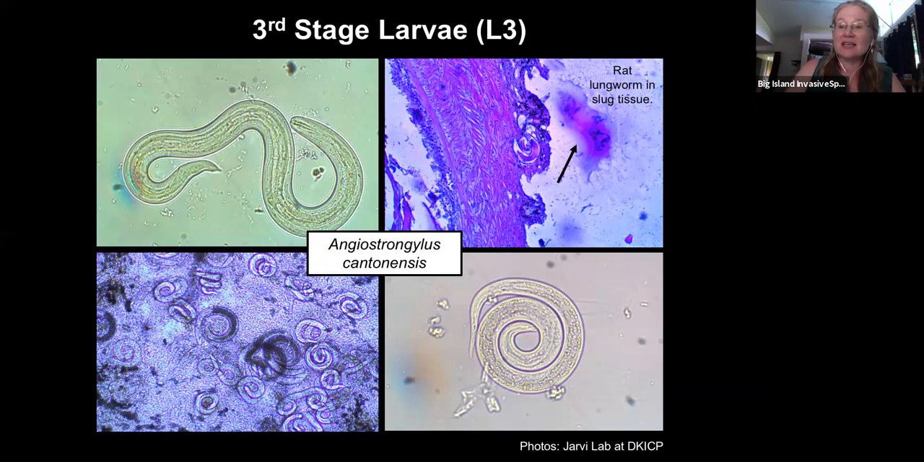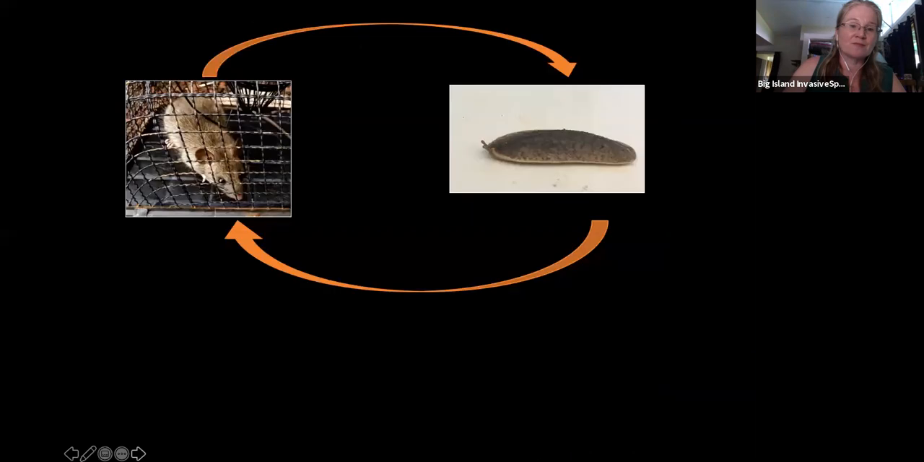So this is the stage that is most dangerous for us. If we encounter rat lungworm in other stages, it's not going to cause disease, but this L3 larvae is the stage that we have the most problems with. Okay, so again, there's your life cycle.